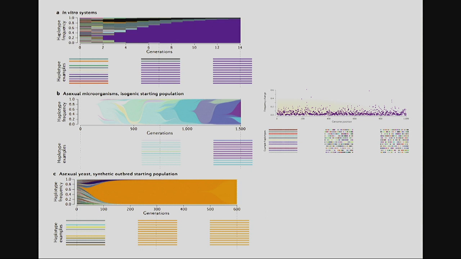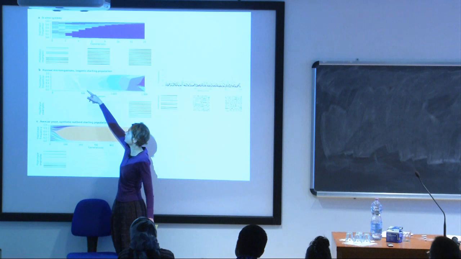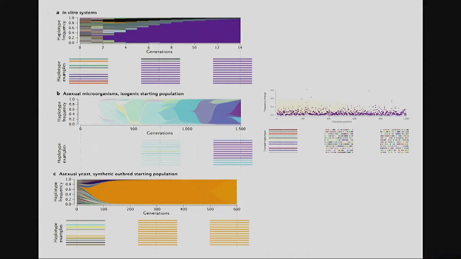So for the in vitro ones, as I said, you really select for a winner. This is like picking the best protein out of a randomly generated library. You start off with a lot of diversity, and at the end of the day, you get one winner. In asexual organisms, you get these patterns of what we talked about yesterday, clonal interference, where somebody wins for a while, then somebody else that's better comes along, and so on and so on. And this goes on, and you're generally getting more diversity at the end of the day than you started off with.